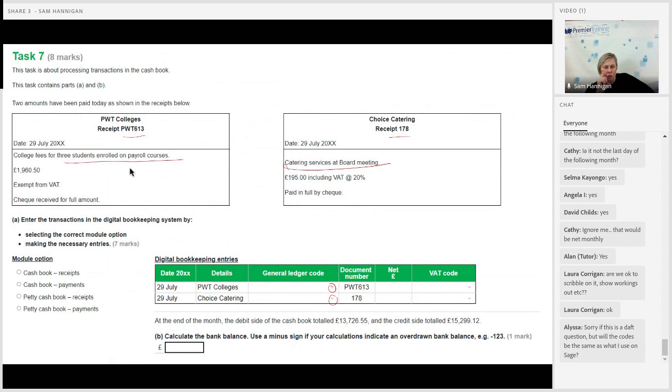Sorry if this is a daft question, no daft questions, but will the codes be the same as what I use on Sage? No.